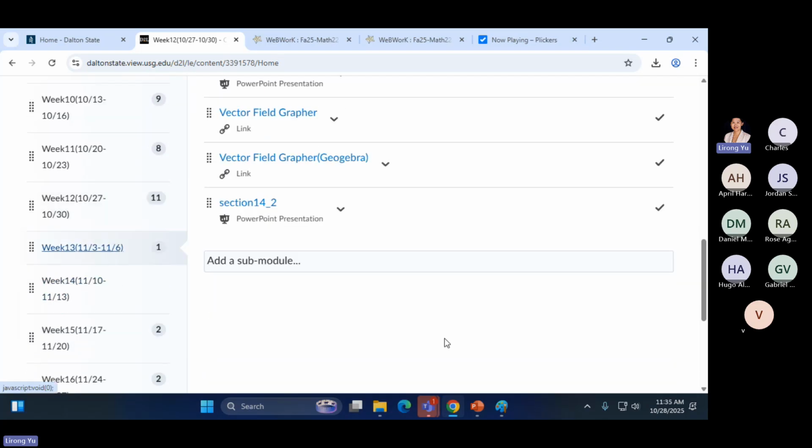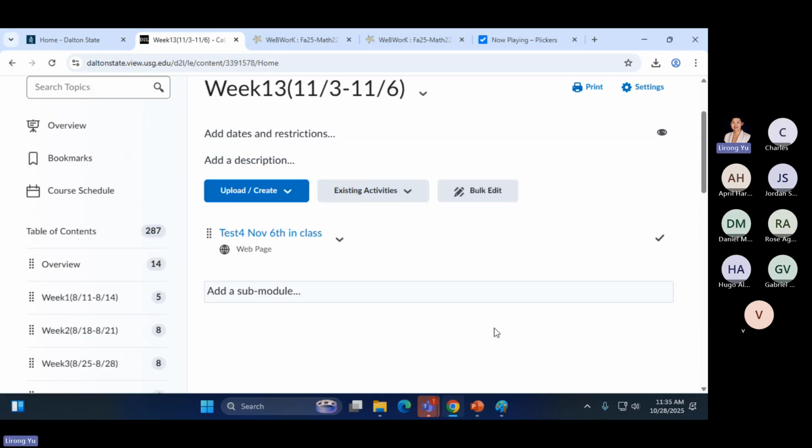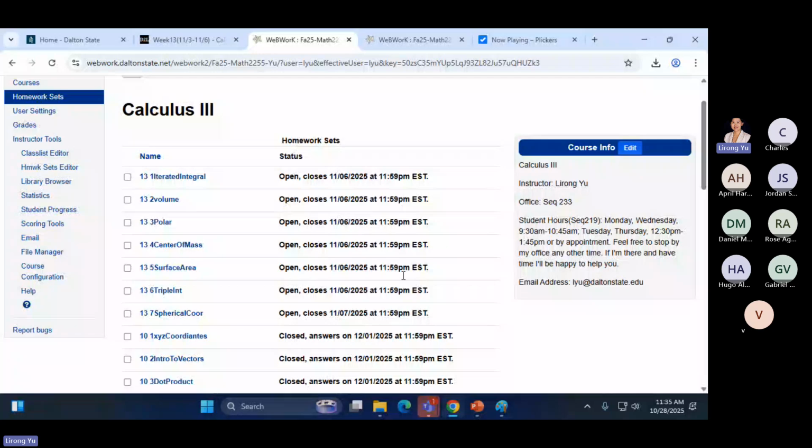So for the time being, I set the test 4 date to be next Thursday, which will be November 6th. So if test 4 is on November 6th, then maybe I should set all the homework due on the same day. Hopefully by then we should finish all the homework and we should be ready for the test. Any questions, concerns? Do you think we'll be able to finish all the homework by then?